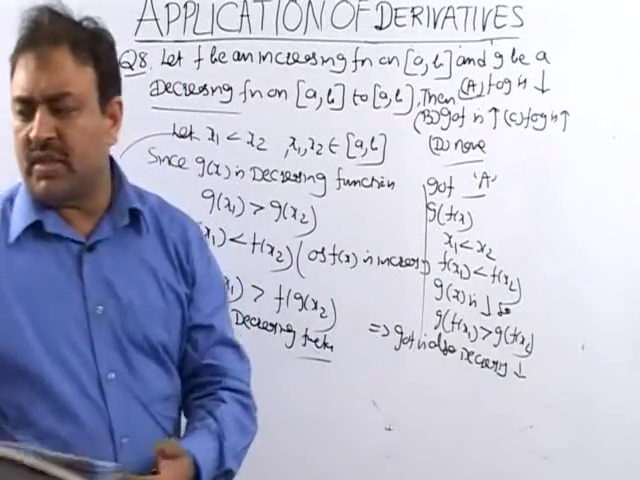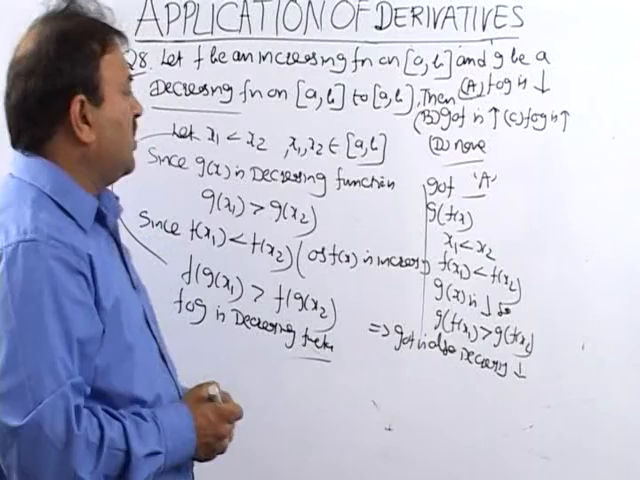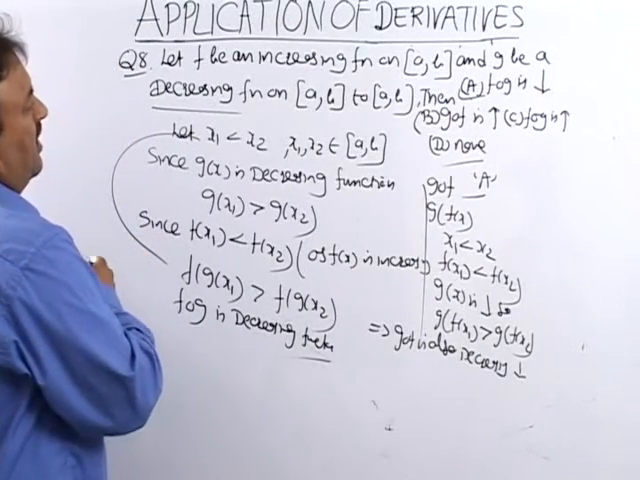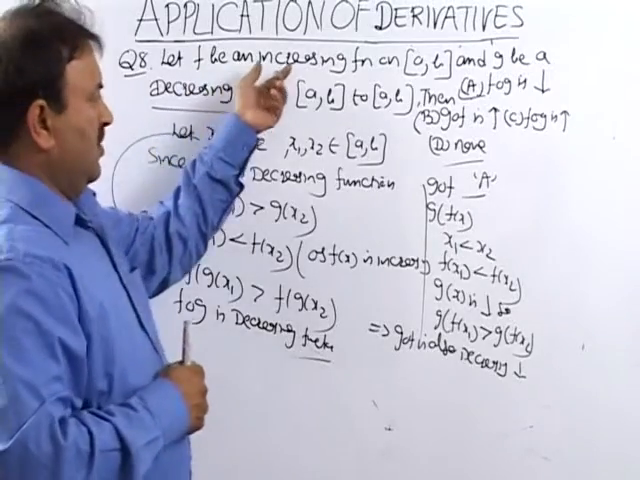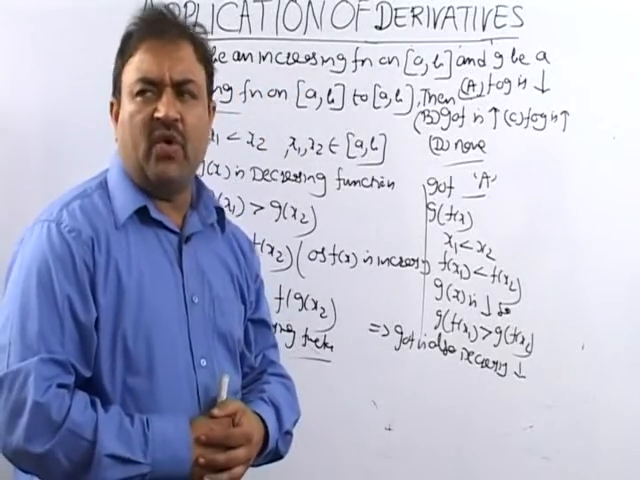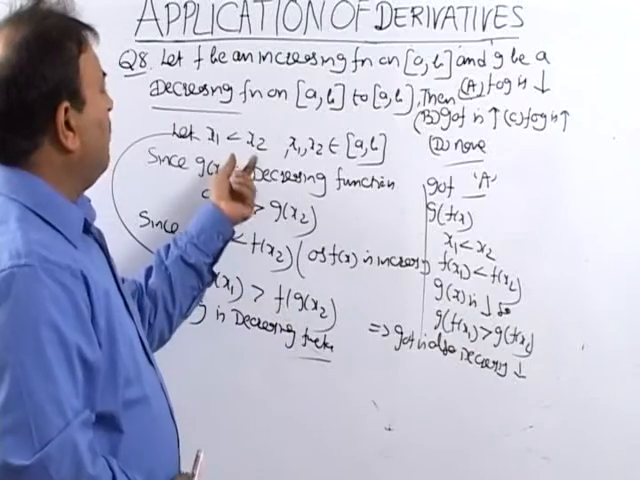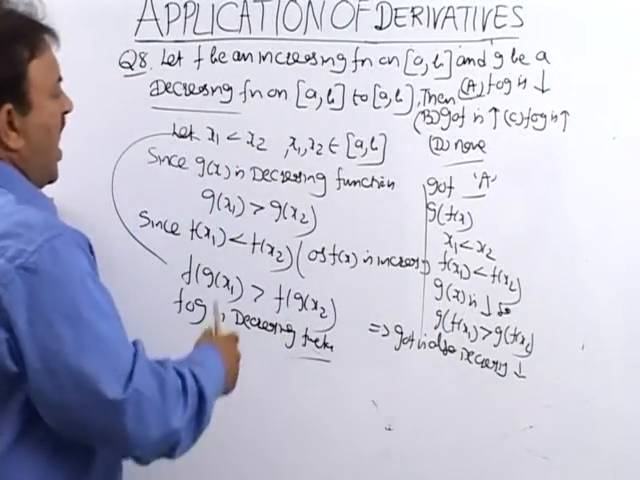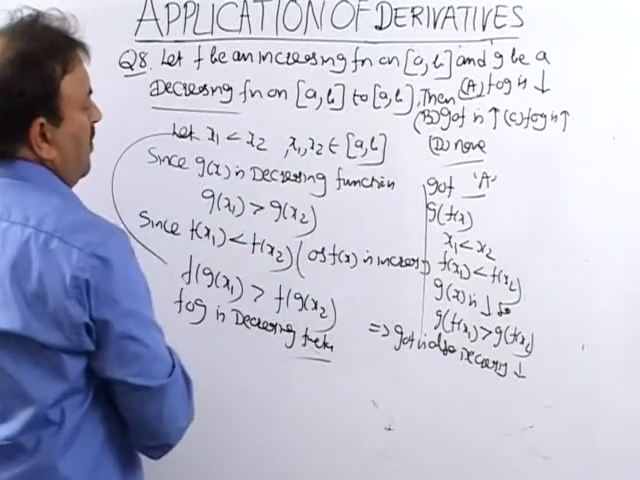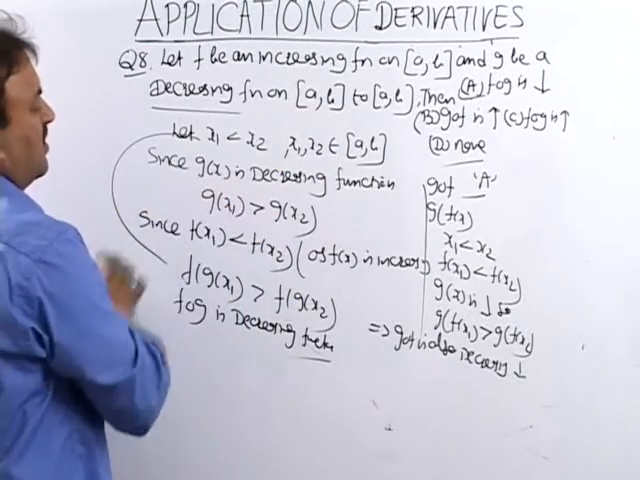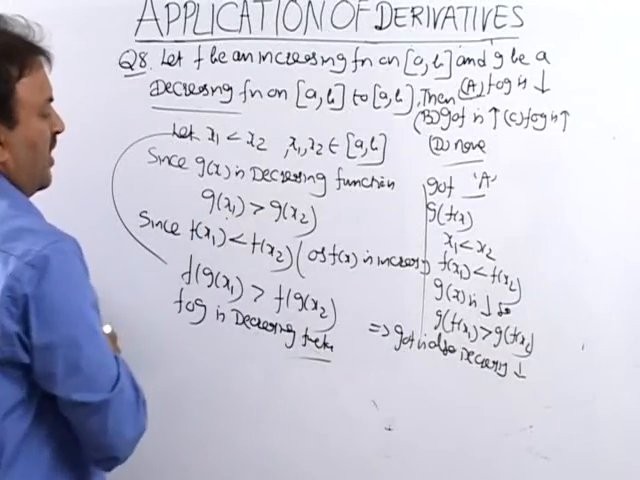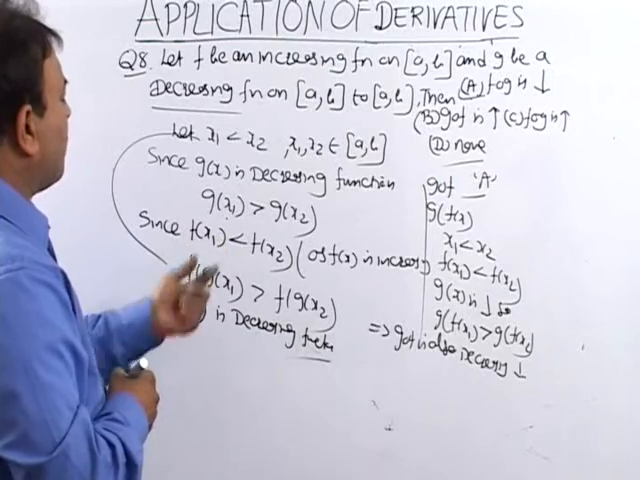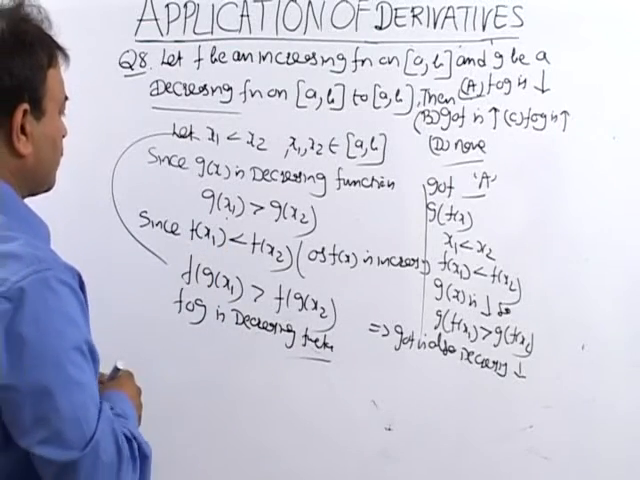Understand this once again carefully. It is an important question, an important step, and it is a different question. What is different in it? Look, we are given fx is an increasing function on a comma b. I took two variables, x1 and x2. x1 comma x2 belongs to a comma b. Now gx is a decreasing function, so g of x1 must be greater than g of x2, whereas fx is an increasing function, so f of x1 is less than f of x2.